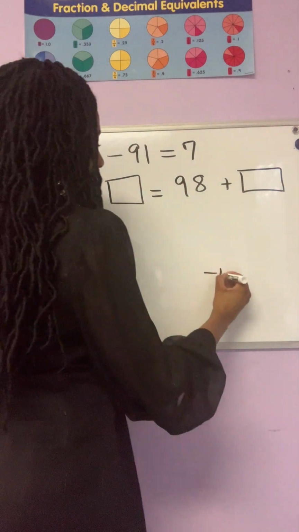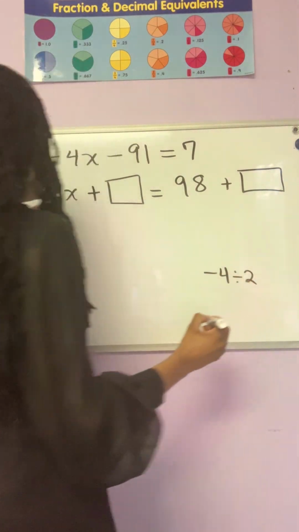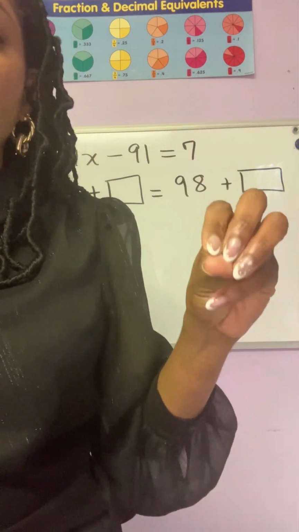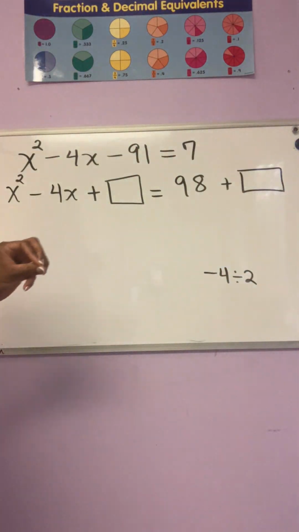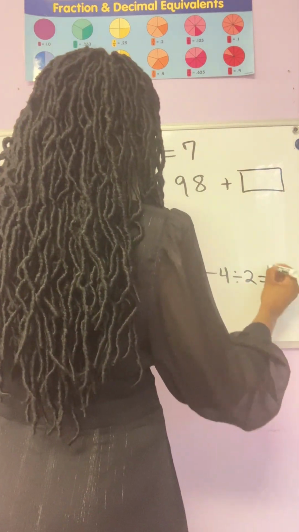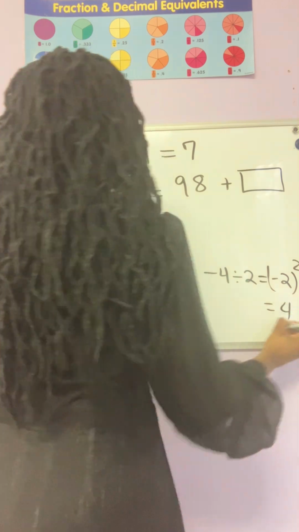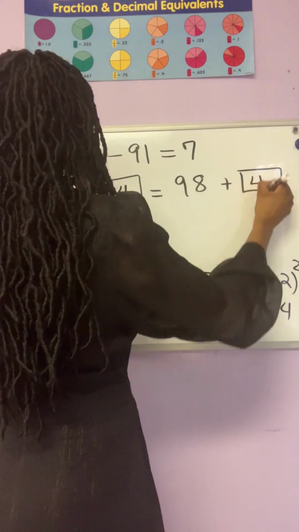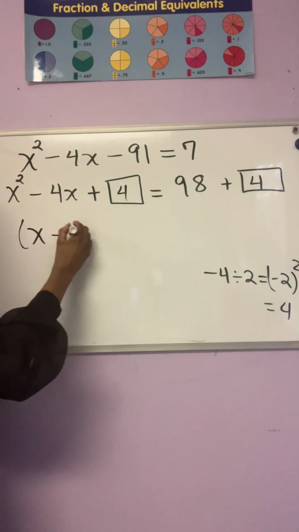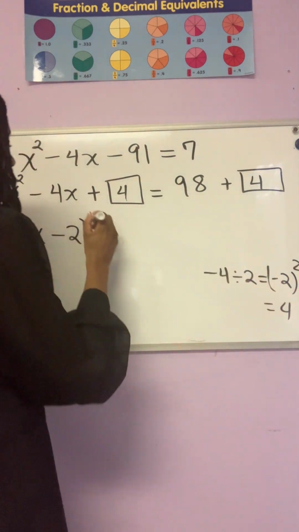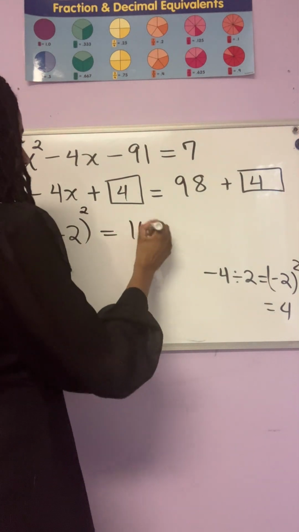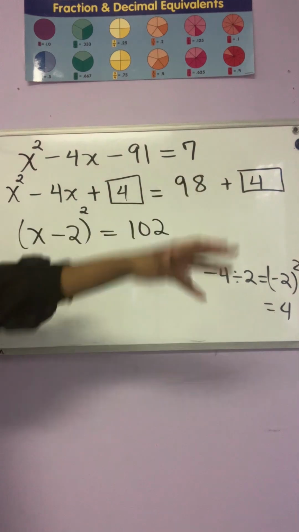Now, for our next step, we take the B term, which is negative 4. So pay attention to your sign, because all the other ones before were positive. But this one is negative. So it's negative 4, and that gives us negative 2. And when you square it, that's going to give you positive 4. So you're going to put a 4 here and a 4 here. Now we're still going to factor. And what we factor is still going to be over here. And that's 102. Because 98 plus 4 is 102.